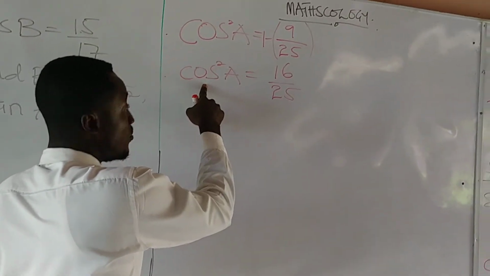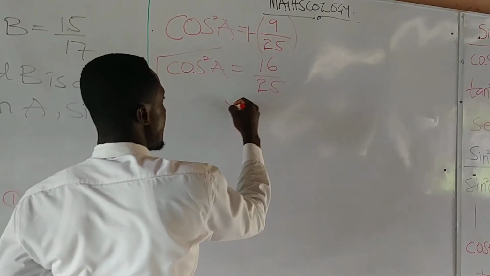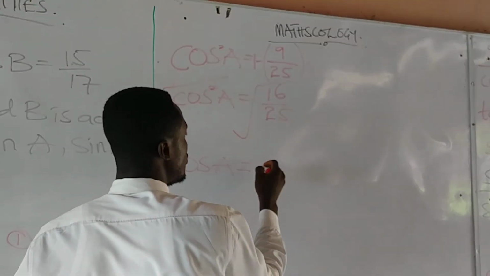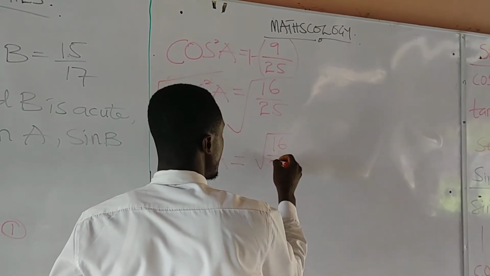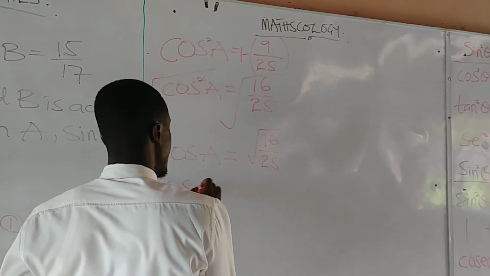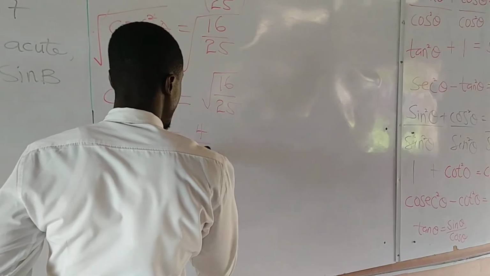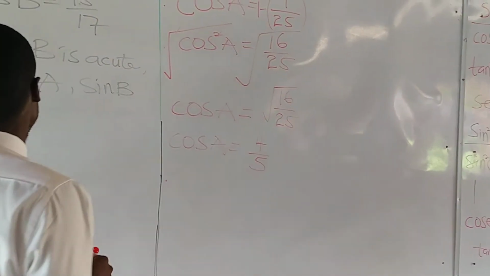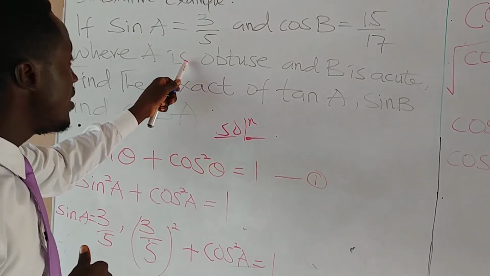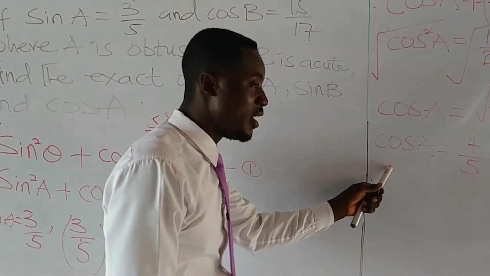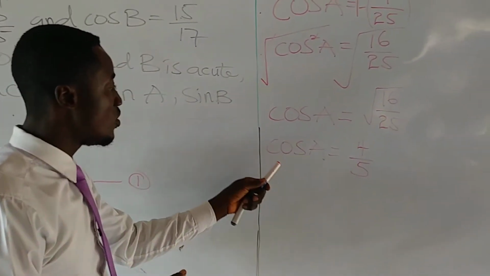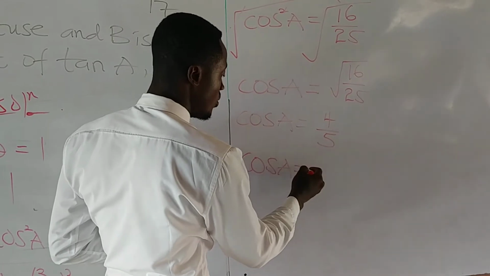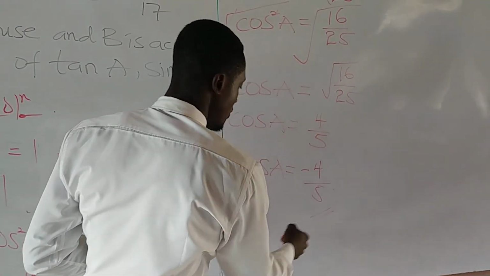We want cos A. We don't want cos A squared. So you root both sides. Then the square root sign will do away with the square, giving us cos A is equal to root of 16 on 25. And cos A is equal to 4 on 5. Root of 16 is 4, root of 25 is 5. The question says that A is obtuse, meaning that A is in the second quadrant. And in the second quadrant, cos is negative. Cos is only positive in the first and fourth quadrant. So you have to negate your answer. So cos A will be equal to negative 4 on 5. You take note.